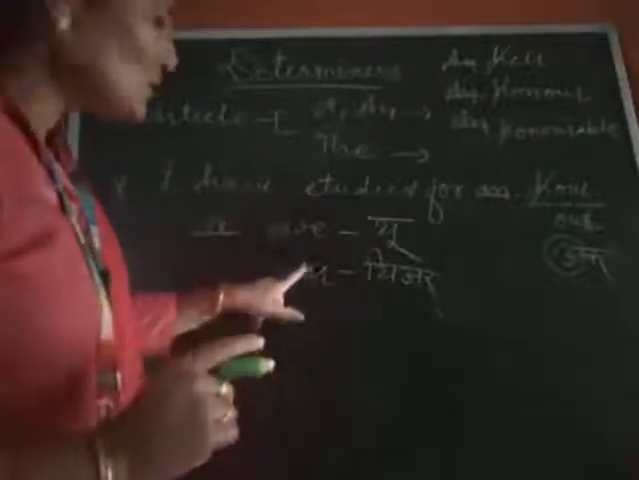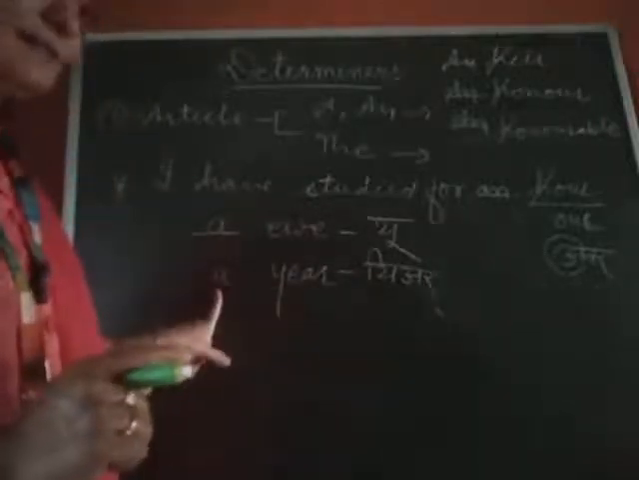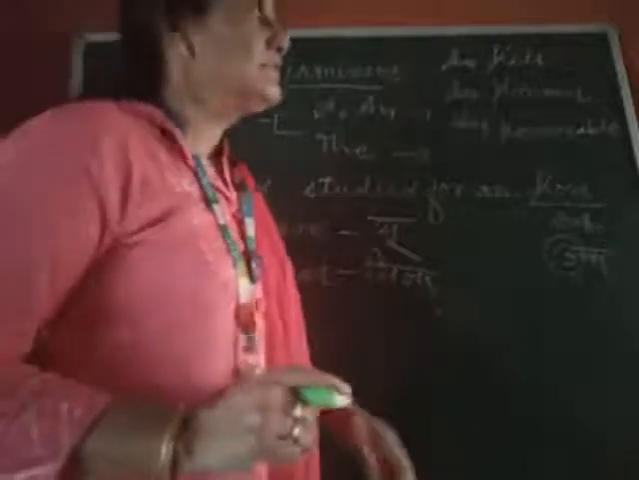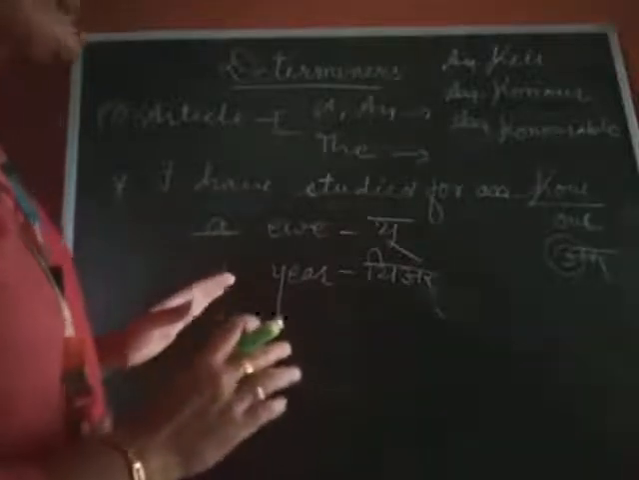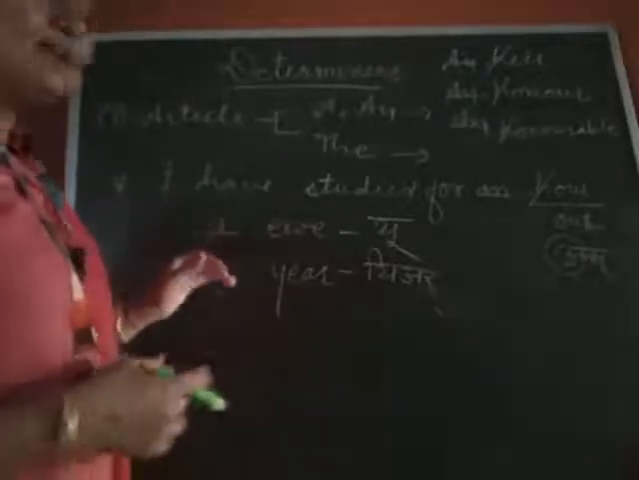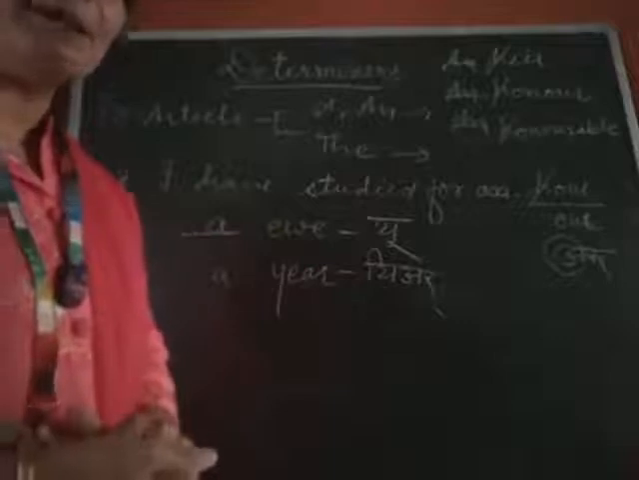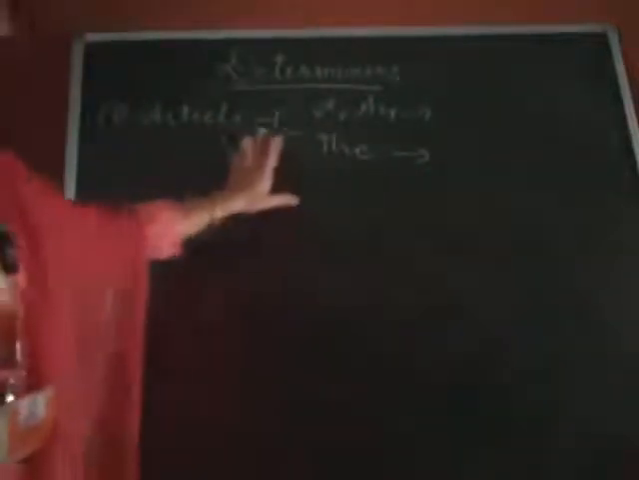And some students make a mistake before this word also. In this word, students think that Y is silent and they call it ear. So dear students, it is not ear, it is year, and here we will use a, not an. Many students make mistakes before using articles or determiners before this. They always use an here. But listen carefully. It is not ear. It is year. And before this we have to use a. Clear students?